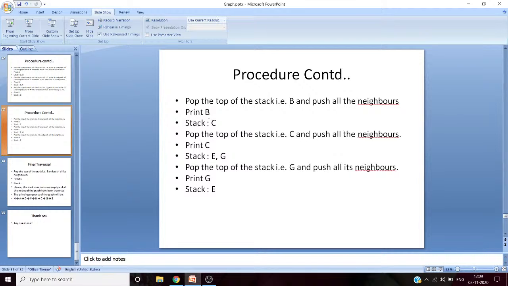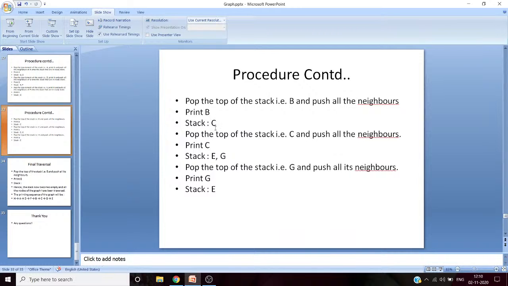So, first we have pushed H, checked the adjacency list. A is the neighbor, pushed A and print H. Okay. H, A, then A's neighbors were checked, A was printed. Then D was printed, neighbors of D were pushed in the stack. This is how it goes on.